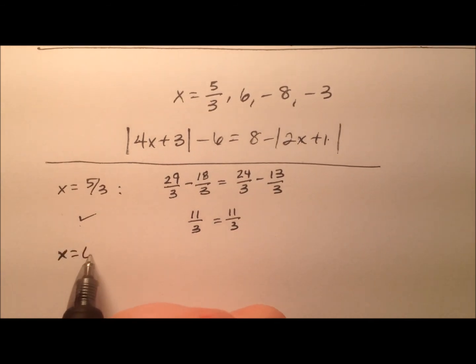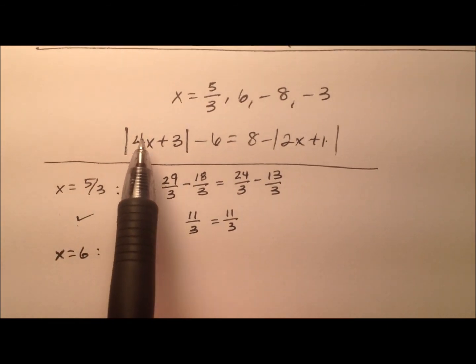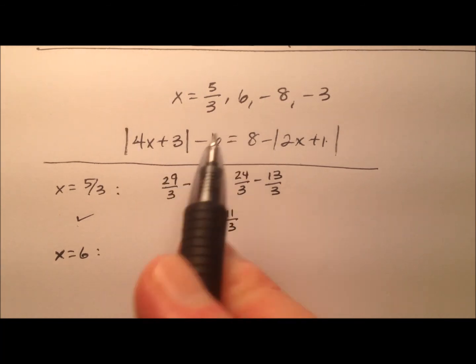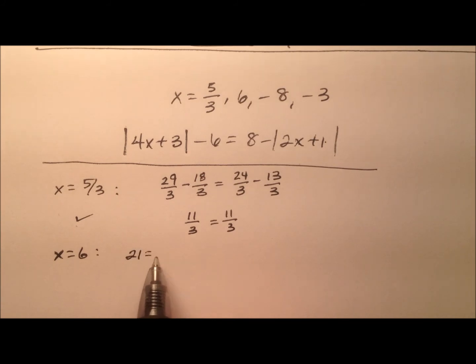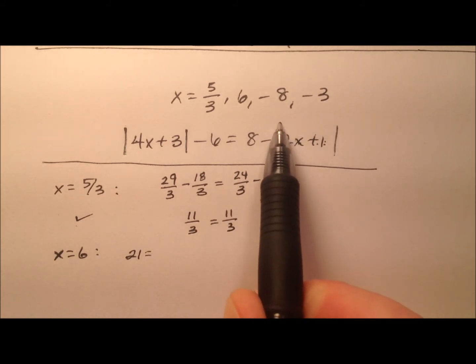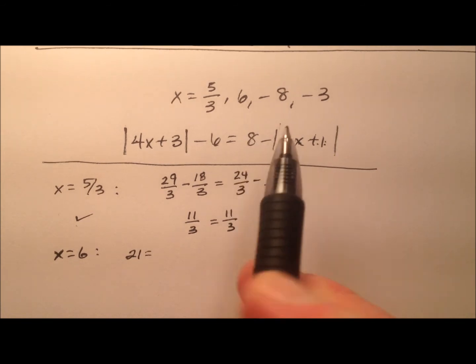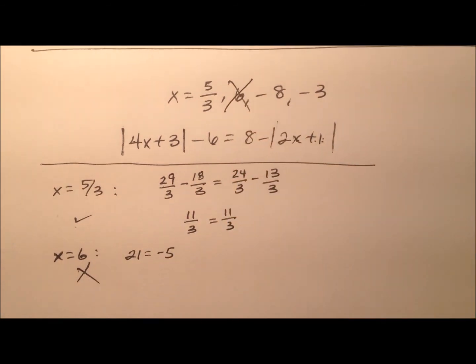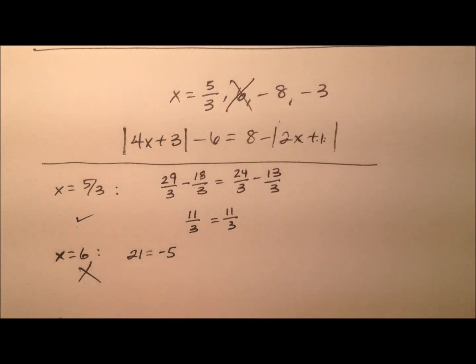So let's try x equals 6. 4 times 6 is 24, plus 3 is 27. Absolute value minus 6 is 21. And 2 times 6 is 12. 12 plus 1 is 13. Absolute value is 13. 8 minus 13, ooh, negative 5. No good on that one. So 6 is actually not a value that works.